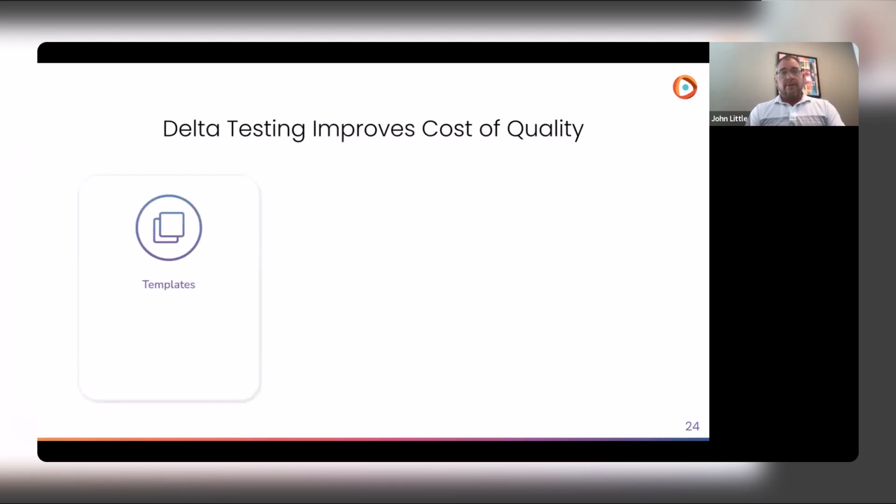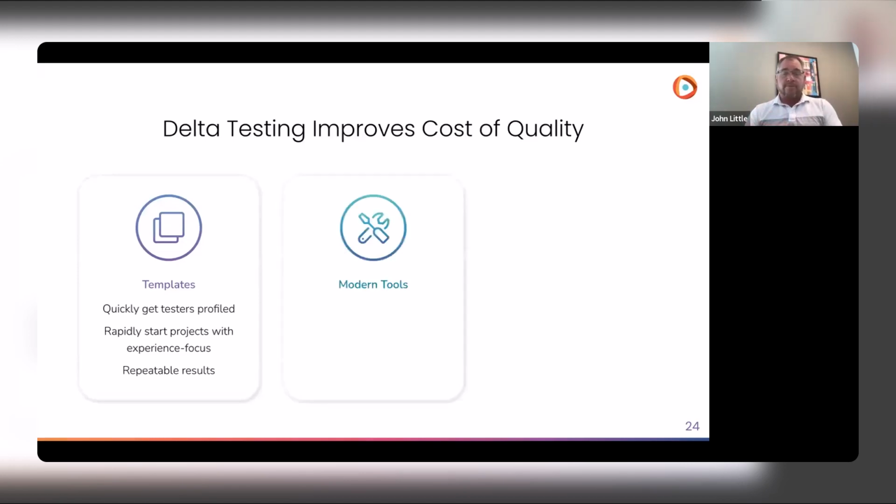And so delta testing specifically improves your cost of quality. If you're running a beta test right now and you're just throwing out things to your testers, a little bit of this delta recipe will help you a lot. So on templates, you'll get testers profiled quickly. You can rapidly start executing projects that are experience focused, get the experiences done, and get repeatable results. So you can compare yourself over time and between products.